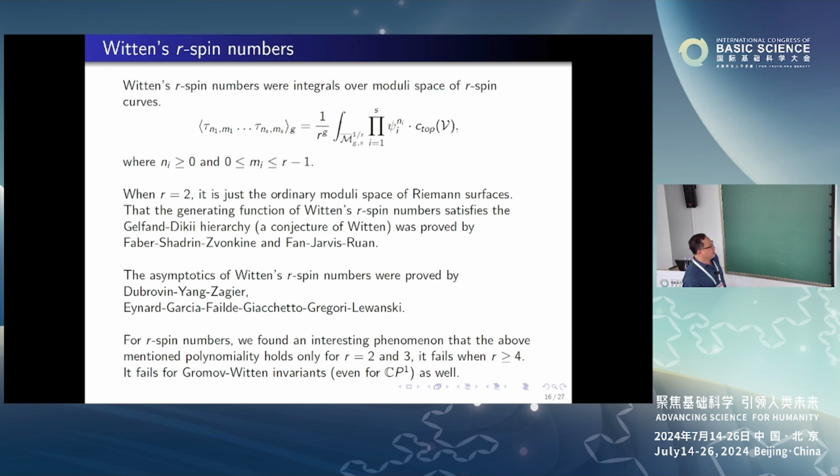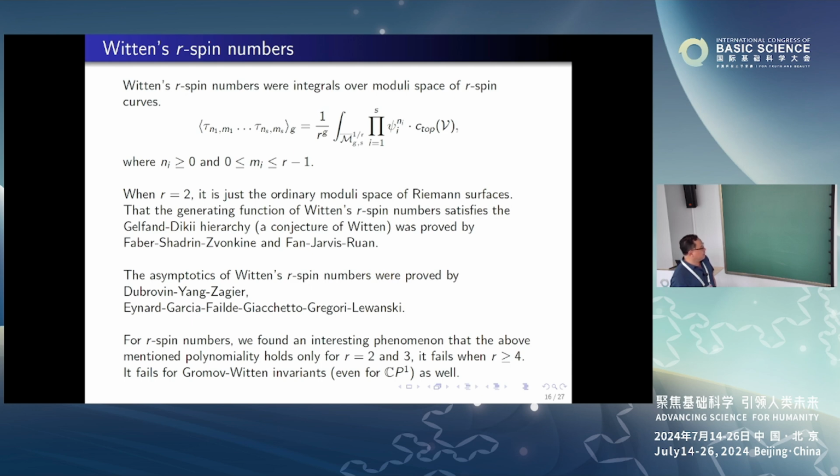So the generating function of Witten's r-spin numbers satisfies the Gelfand-Dickey hierarchy. This was also conjectured by Witten and was proved first by Faber and his collaborators, and later on, from a different point of view, by Fan and his collaborators. Some of the asymptotic behavior of Witten's r-spin numbers was proved by Dubrovin, Yang, and Zagier, and also by Eynard, Garcia-Failde and some other collaborators.